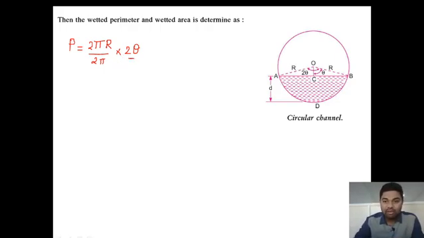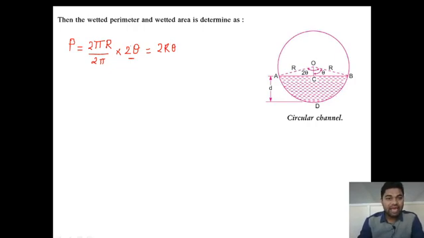This 2 theta is nothing but the angle subtended by water surface AB with the center. So the angle made by the water surface AB in a circular channel with the center of the channel is 2 theta. 2 pi r is the circumference of the circle, so the wetted perimeter is 2 pi r by 2 pi into 2 theta. It becomes 2 r theta. 2 r theta is the wetted perimeter of the circular channel.